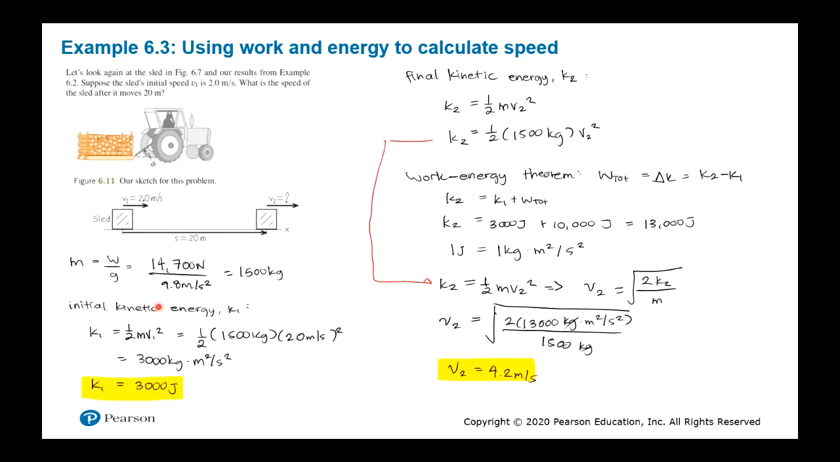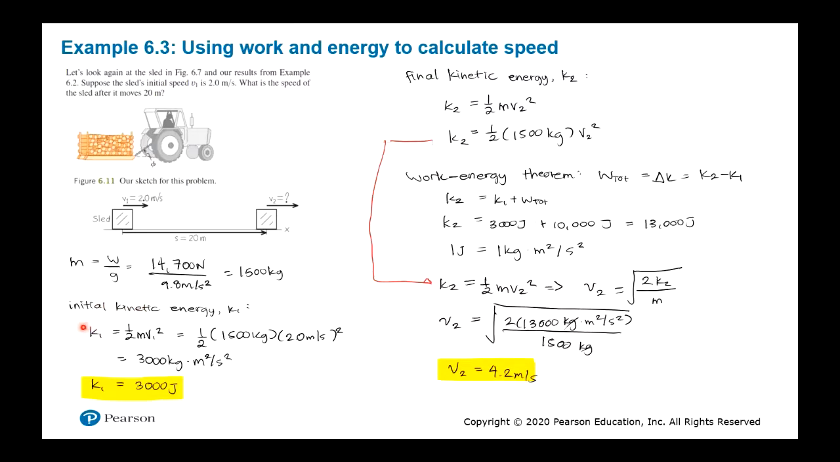Okay, now getting the final velocity. We will be using the work energy theorem in this case. So we will have to solve first what is K1, what is K2, and then we will move on to plugging all of these values in order to get V2. Let's start with the initial kinetic energy K1.